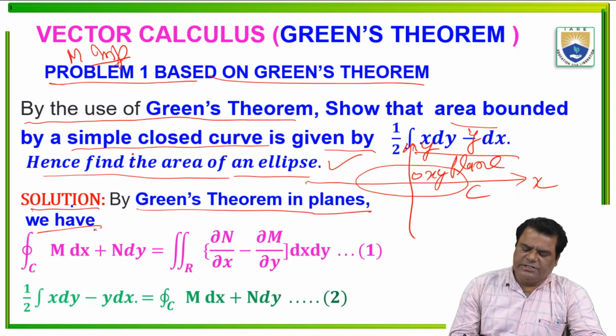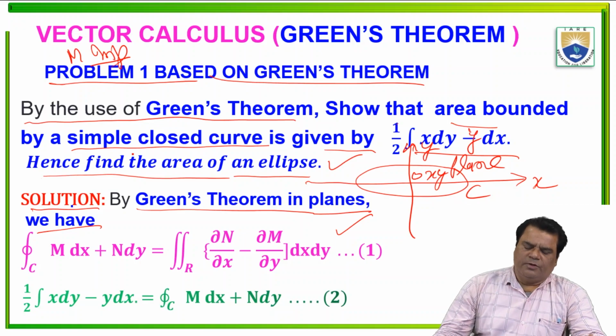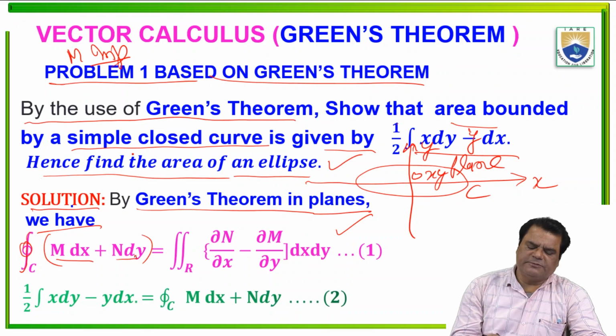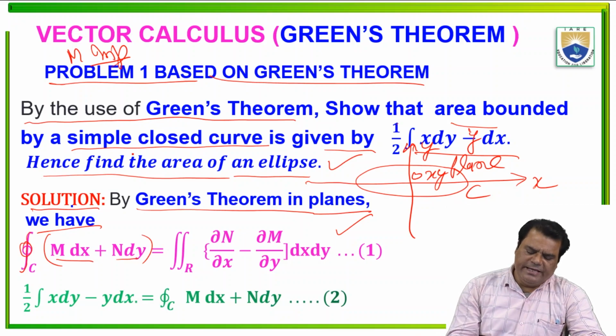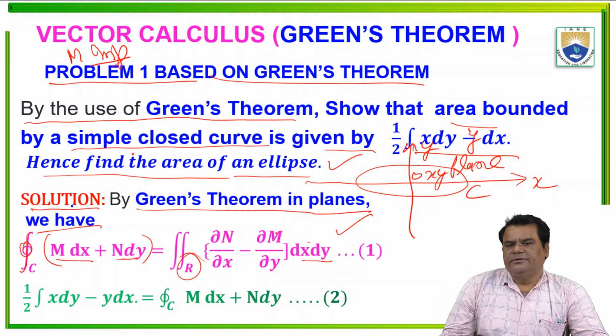We have this formula. This is the formula in scalar form, not in vector form. Here the line integral over C, where C is a closed curve, of M dx plus N dy equals the double integral over region R of del N over del x minus del M over del y dx dy. We have just discussed this formula in detail. This is equation 1.